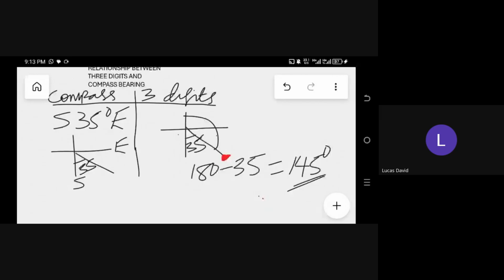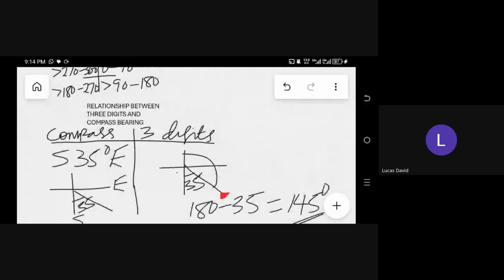In 3-digit bearing, you don't say south, southeast, southwest, northeast, or northwest. You just read from the north until you get to the line that you drew. And then I did come back here. We said the first quadrant is 90 degrees, second quadrant 90 degrees. That means from north to south, we are supposed to have 180 degrees in total.